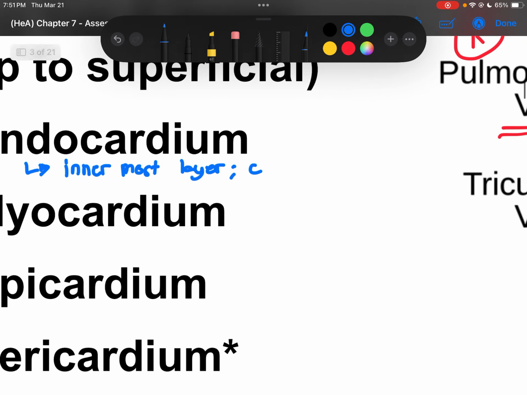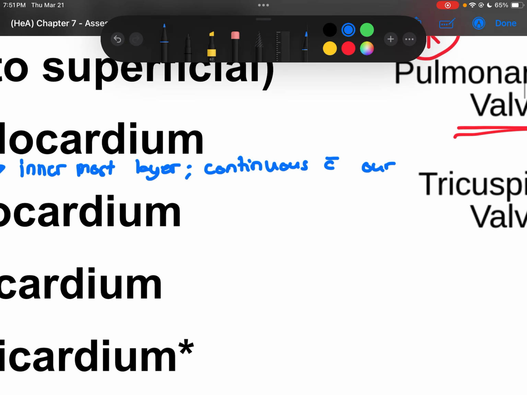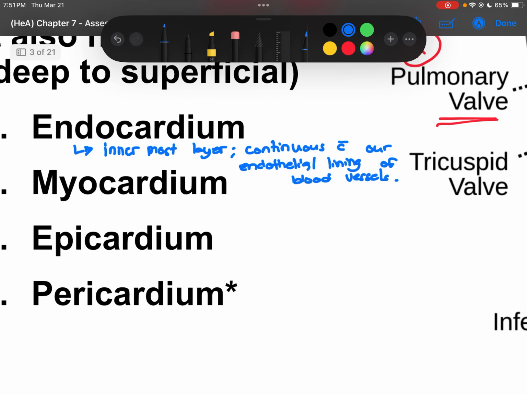It is continuous with the endothelial lining of blood vessels. Now, when we say the endocardium is the innermost layer, it is the one that is directly in contact with blood. Directly in contact with blood.